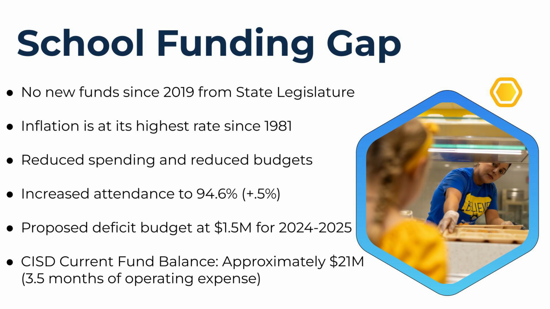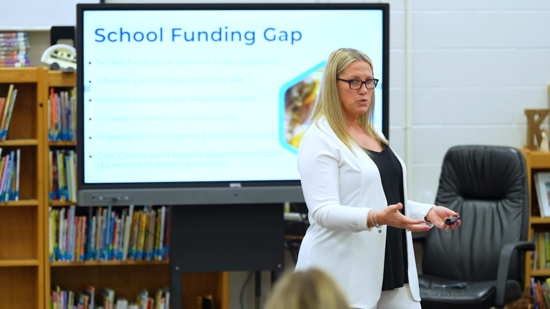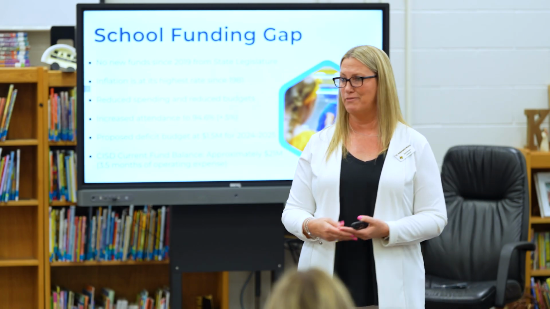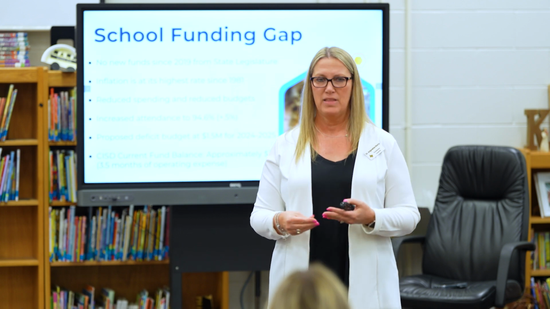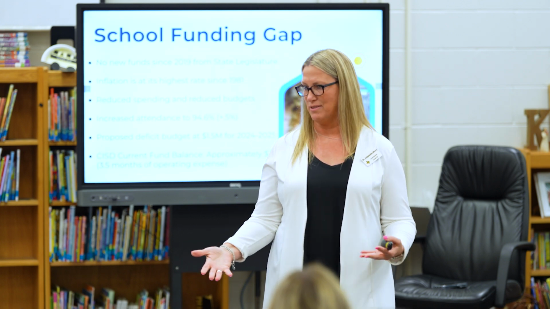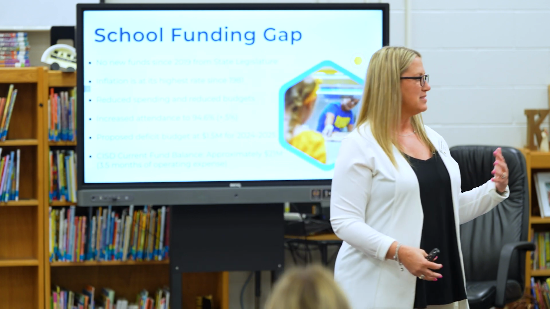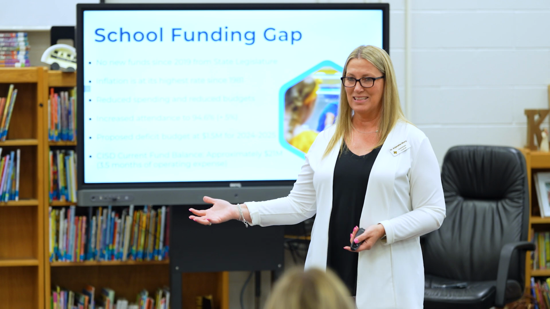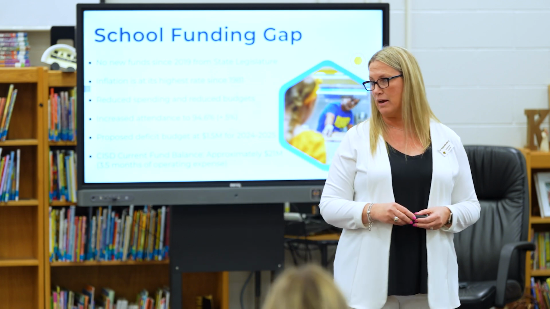And so what that is in your house would be like if you're going to pay the electricity bill out of your savings account. That wouldn't be a good plan, would it? Because eventually, what's going to happen? Your savings account is going to run out. So this is not a lifelong sustainable plan for us. We can't continue to live out of our savings account or out of our fund balance.